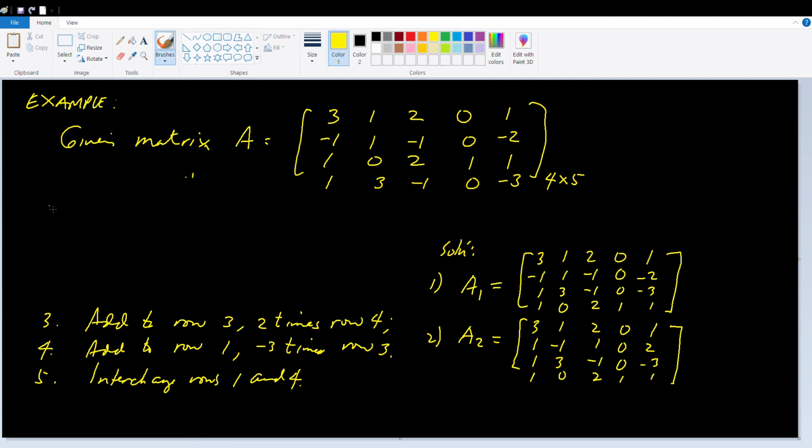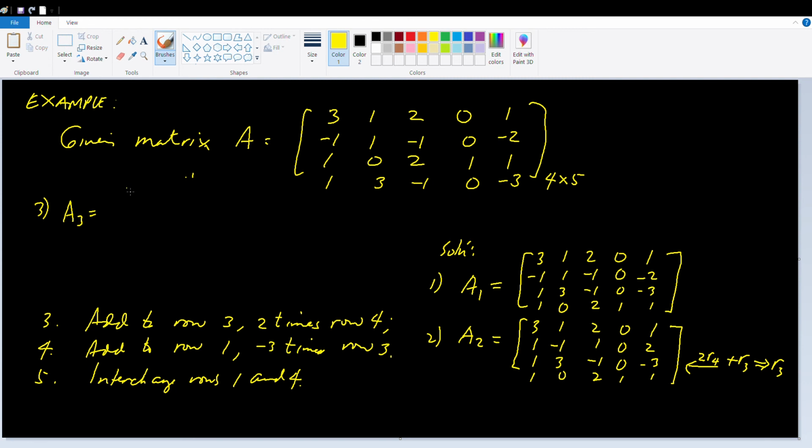Okay, so we continue here. A3. We will be adding to row 3 two times row 4. So 2 times row 4 is added to R3, and the result is written in row 3. You multiply row 4 by 2 and add it to row 3. The result is written along row 3.